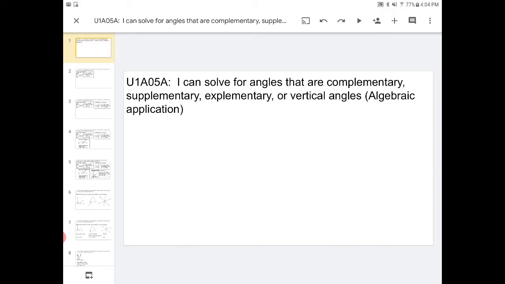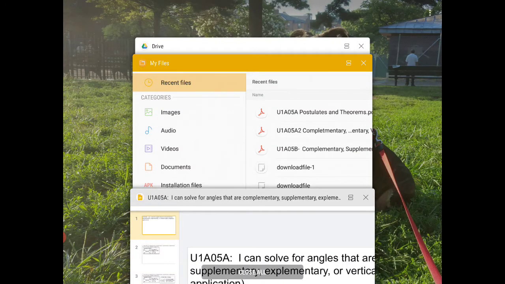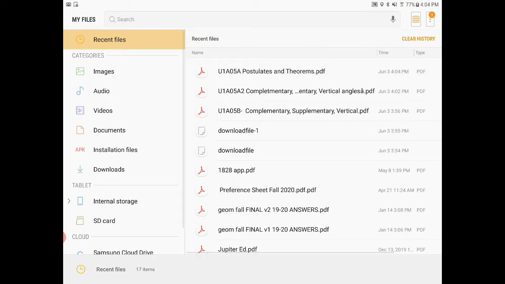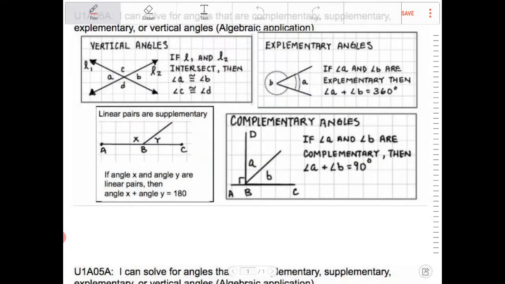Now in this lesson you are going to be utilizing these 4 facts. I want to spend maybe 30 seconds talking about each one of these.